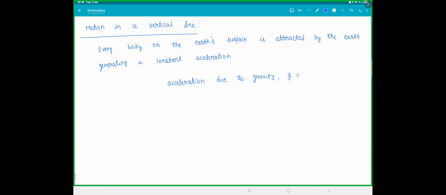So g, this value is around 9.81 meter per second square. For convenience, we take g as 10. So if I don't mention anything in the question, just take 10. Or if you see the options, you'll realize sometimes, 9.8, 19.6.